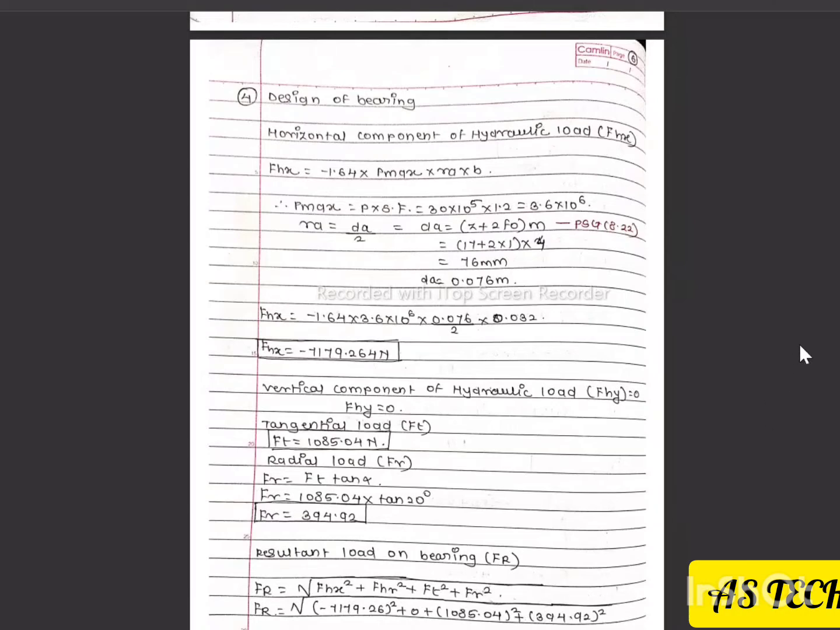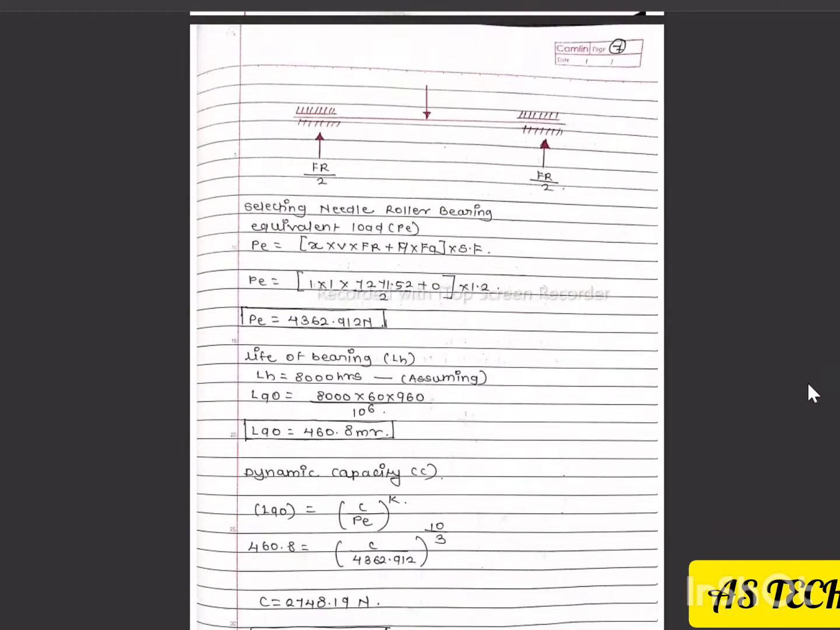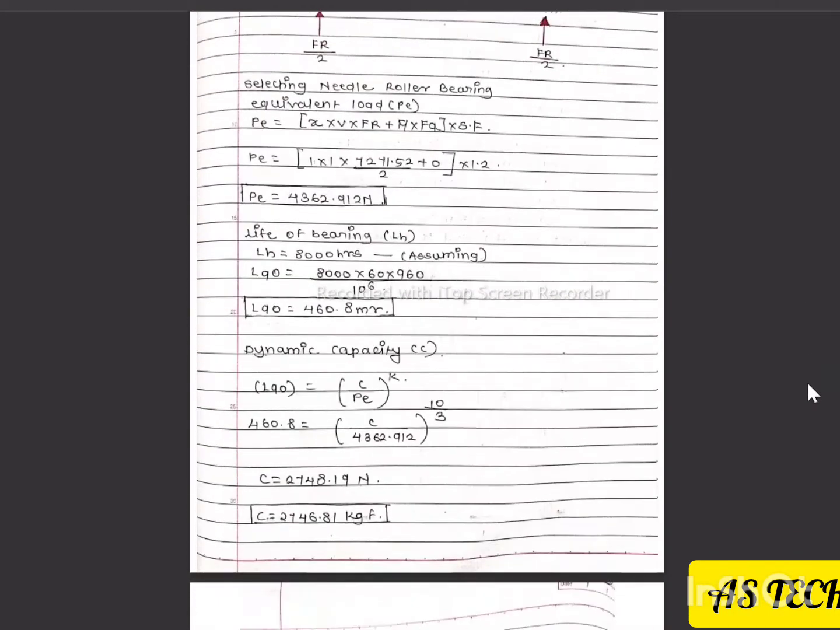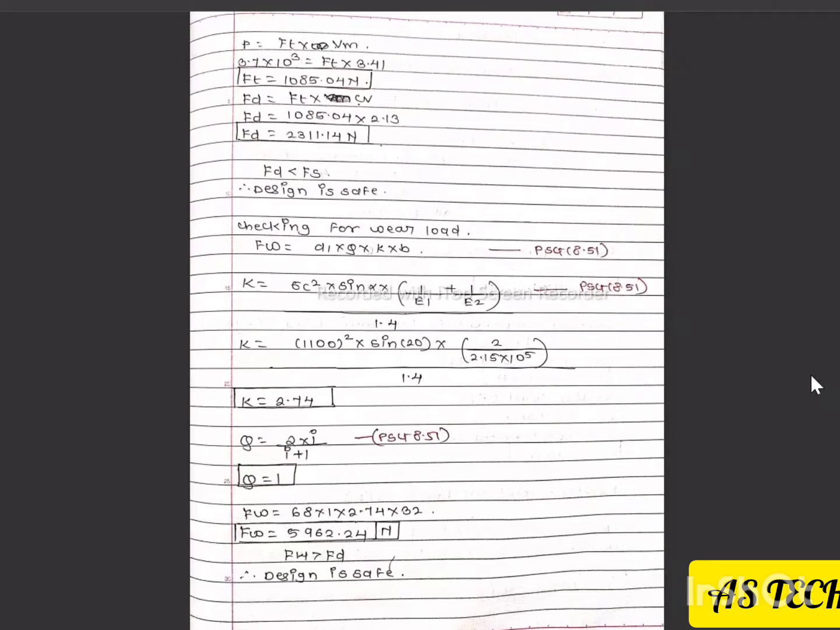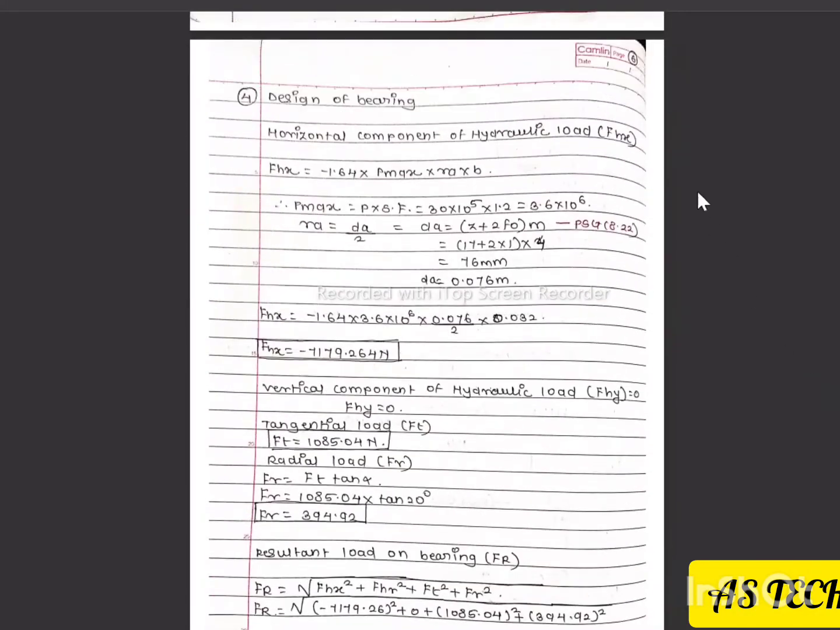So next is the design of a bearing. In the design of a bearing, we need to calculate the horizontal component, vertical component, then the resultant load, equivalent load, life of bearing, and dynamic capacity. So for the horizontal component, that is Fhx, this is the standard formula.